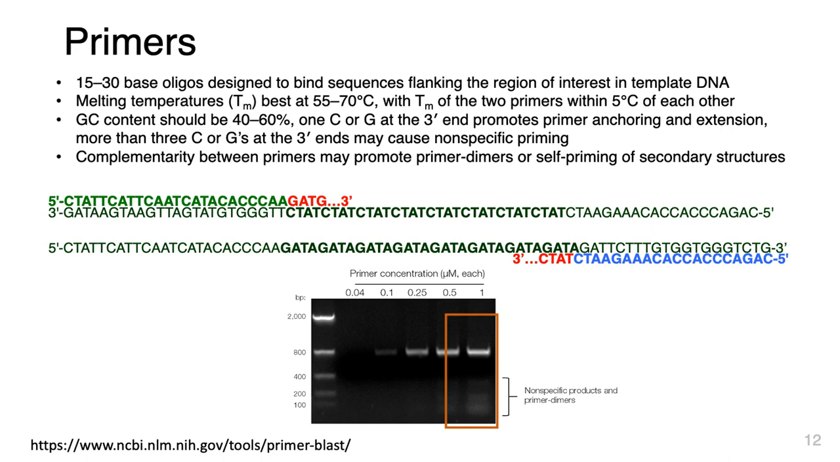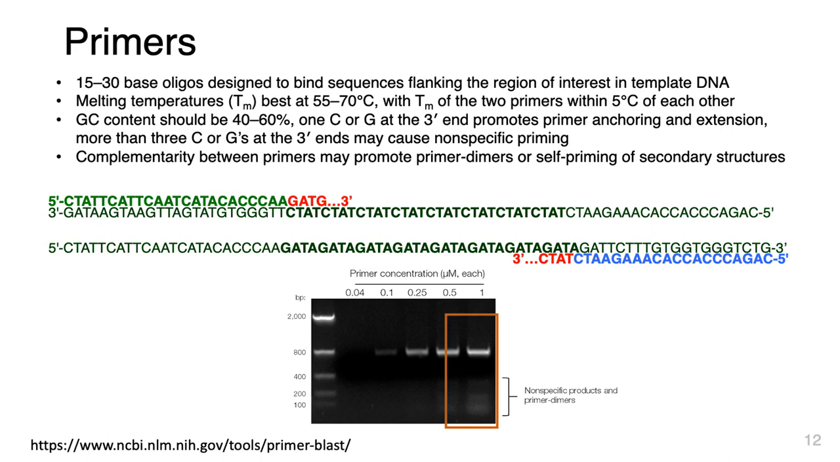The second ingredient in the PCR reaction is the primers. These are typically 15 to 30 base oligos that are designed to bind sequences flanking the region of interest in the template DNA. The melting temperatures, also known as Tm, are best at 55 to 70 degrees centigrade, and the Tm of the two primers should be within 5 degrees of each other to allow them each to bind to the template DNA at the same temperature.